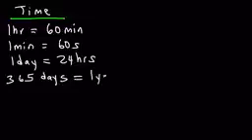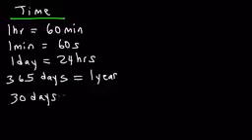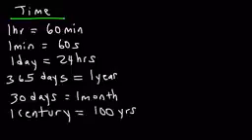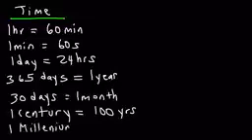Now, if you're dealing with a leap year, which happens every 4 years, there's 366 days in a leap year. In that month, like in the month of February, there's 29 days in a leap year. But in a regular year, there's 28 days in the month of February. So keep that in mind. A typical calendar month has an average of 30 days. And 1 century is equal to 100 years. 1 millennium is equivalent to 1,000 years.